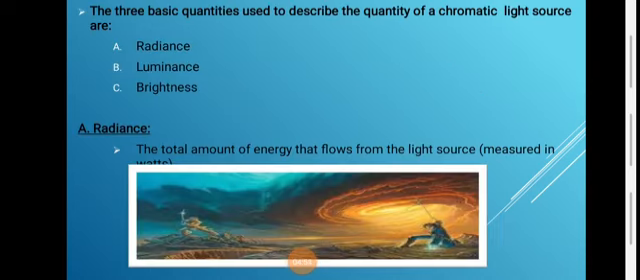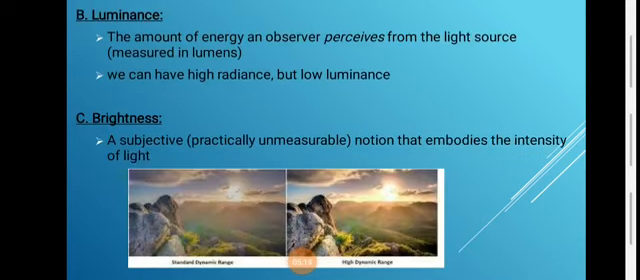There are three basic quantities that describe the chromaticity of light: radiance, luminance and brightness. Radiance is the total amount of energy that comes from a light source, measured in watts. Luminance is the measure of the light intensity perceived from the light source by a human, and its unit is lumens. Brightness is how much intensity of light is present in that object.